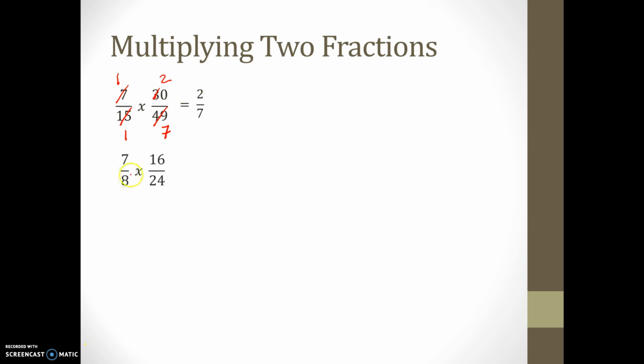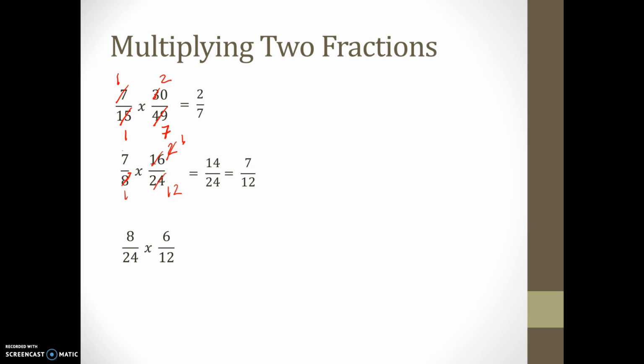Okay, so looking at this, I notice that I can cross-cancel with my 8 and my 16. And I get 1 down there and 2 up there by the 16. And I can cross-cancel my 2 and my 24, so I'll divide both of those by 2, and put 1 up there and 12 down there. Now I'm ready to multiply. So I'm going to multiply 7 times 1, and I'll get 7, and 1 times 12, and I'll get 12. So 7/12.